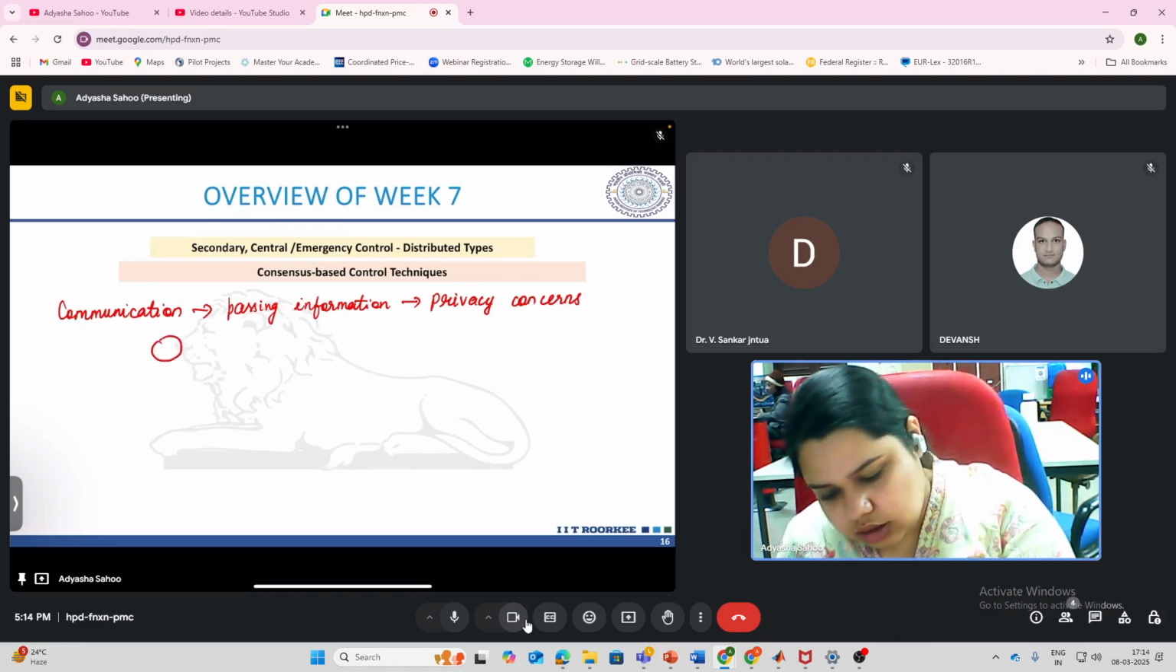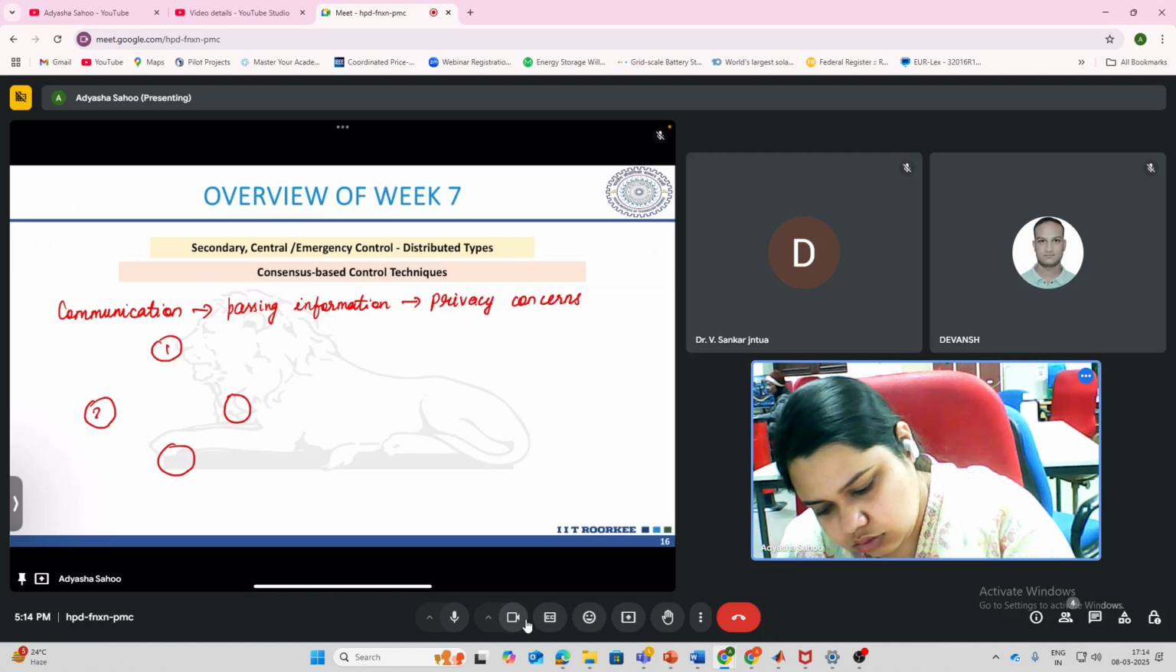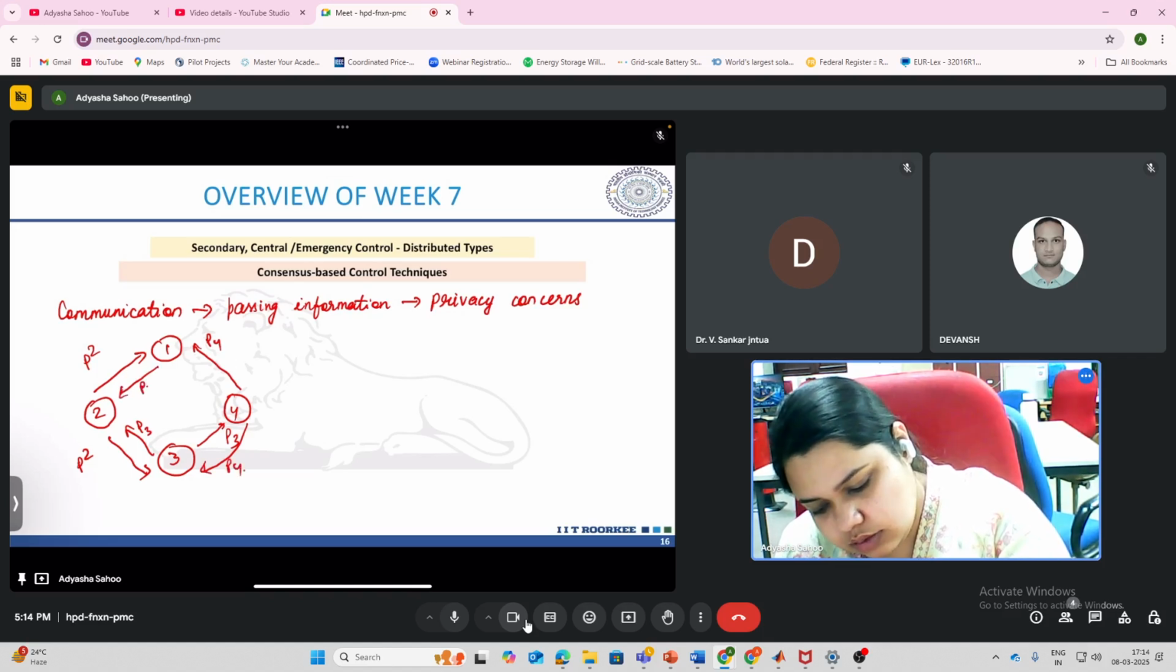So let's say like earlier, you had four microgrids. So one, two, three, and four. So here, microgrid 2 had to share its power P2 with both neighbors. This one has to share P3 with both, and similarly P4 has to share with both, and P1 has to share its required power.